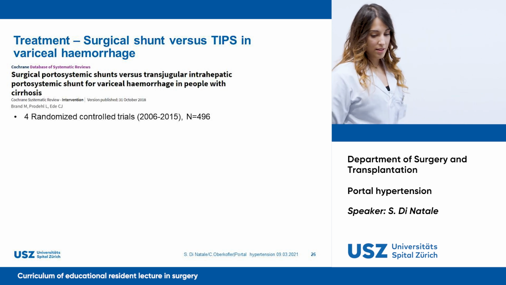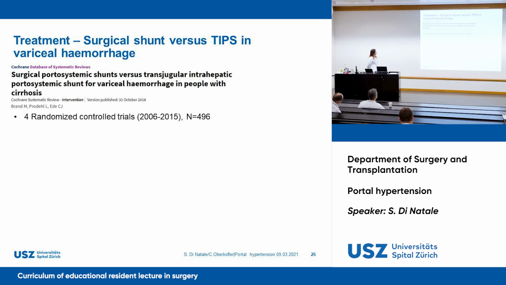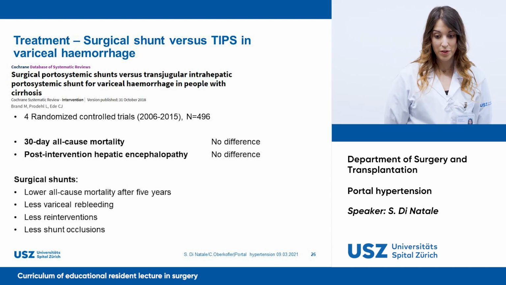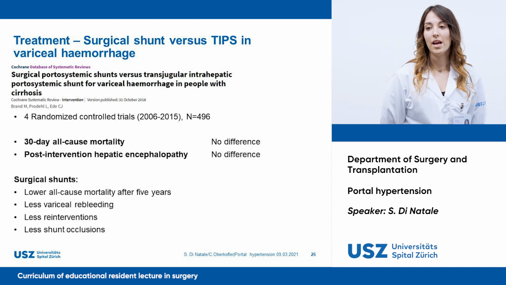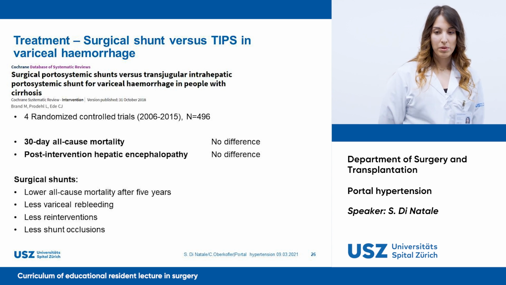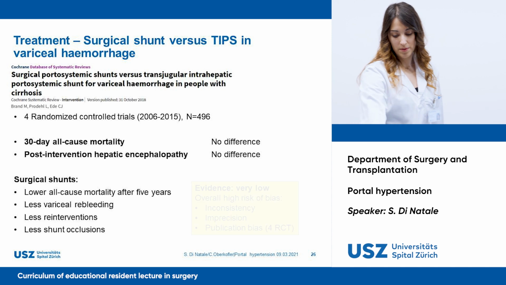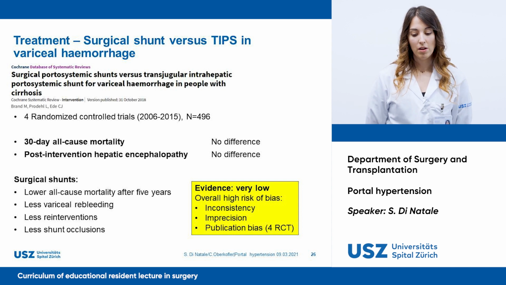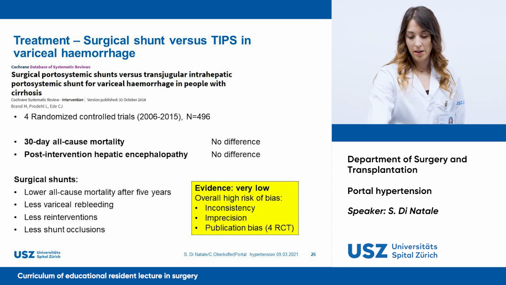Now, this is a study which was published in 2018, a systematic review which included 4 randomized controlled trials and compared surgical portosystemic shunts to TIPS for variceal hemorrhage in patients with cirrhosis. They found no difference regarding the 30-day all-cause mortality and post-interventional hepatic encephalopathy. Patients who received surgical shunts had a lower all-cause mortality after 5 years and less variceal rebleeding, reinterventions, and shunt occlusions. But this evidence is very low due to an overall high risk of bias because of inconsistency, imprecision, and a publication bias.